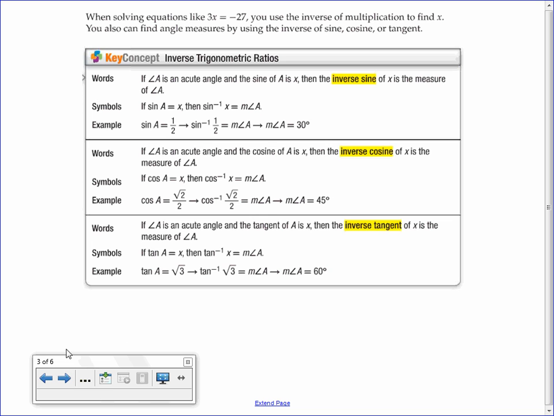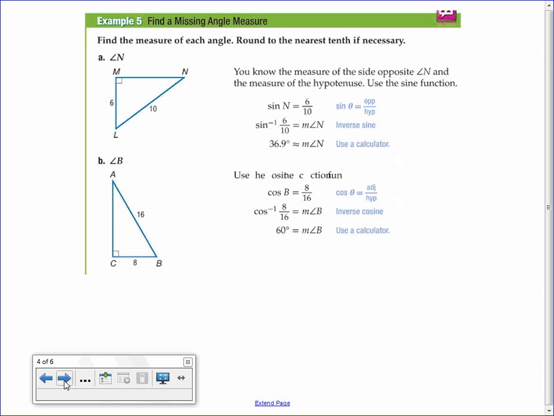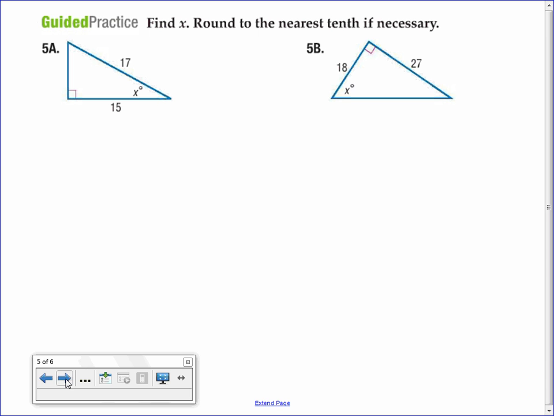Okay. This slide right here just kind of explains it all: the sine, the cosine, and the tangent. For an example, let's just look at the sine. Sine A equals 1/2, and so sine inverse 1/2 equals the measure of angle A, which implies that the measure of angle A is 30. That's just what I got through doing. I think the easiest way to understand this is to do an example. You can pause on this screen if you want to see the example from the textbook. I'll work an example for you. Actually, two examples right here.